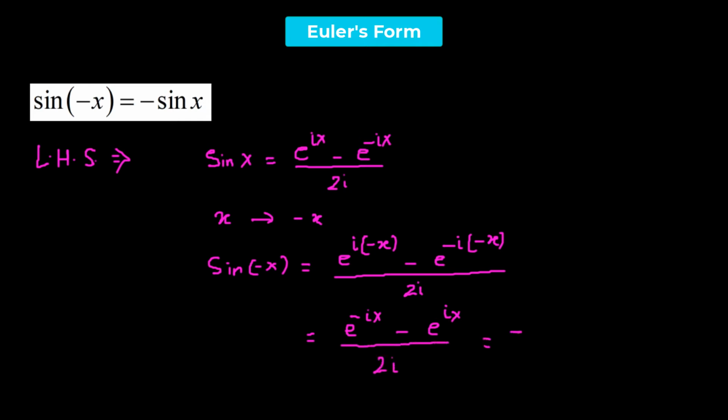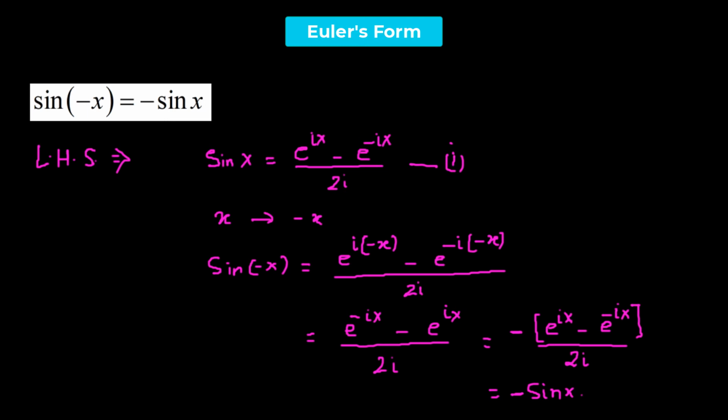Now we're going to take negative 1 as the common factor, so that gives us e raised to the power of ix minus e raised to the power of negative ix, whole divided by 2i. Now we have the negative sign, and we also have the 2i here, so this is negative times the sine x function, which we got from equation number 1. So this proves that sine of negative x is equal to negative sine of x.